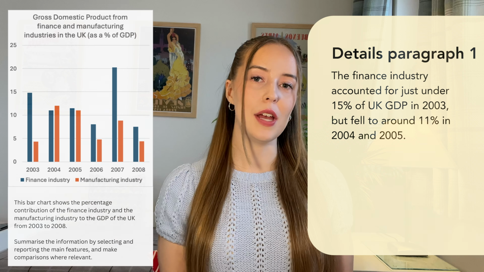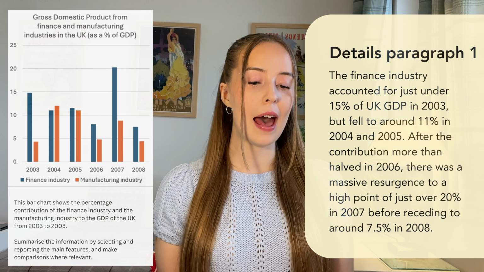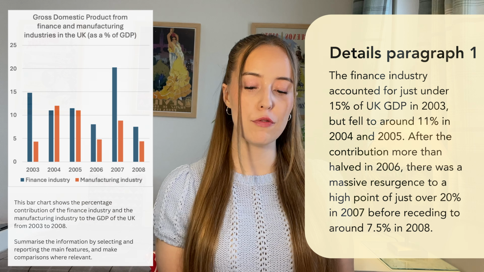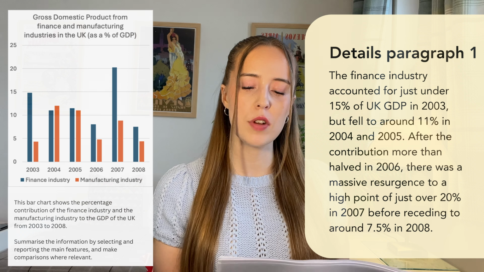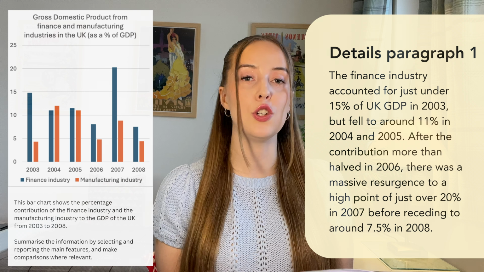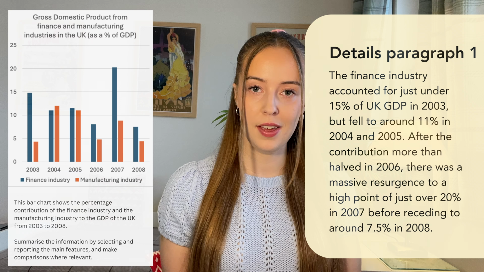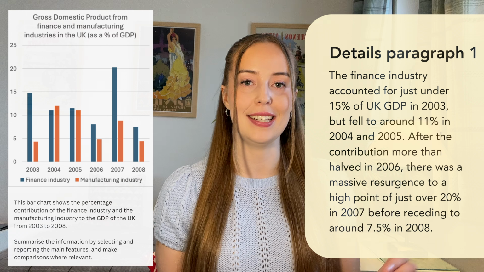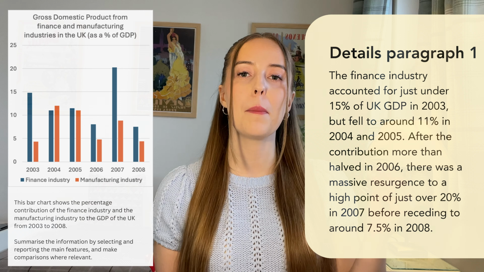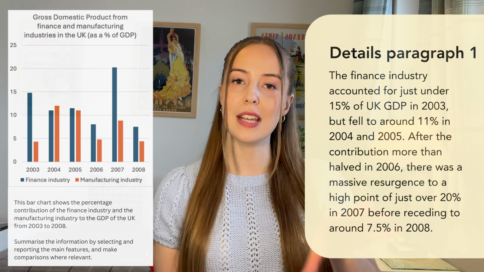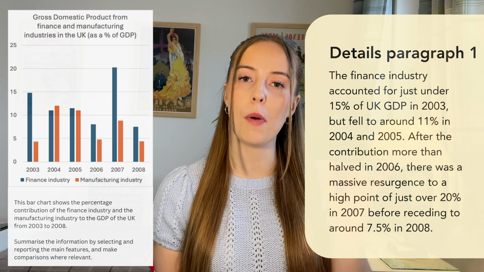So the next thing we can do is describe the dip from 05 to 06 and then the big leap in 07. After the contribution more than halved in 2006, there was a massive resurgence to a high point of just over 20% in 2007 before receding to around 7.5% in 2008. So we can see that I'm not giving every percentage for every year. Remember, we need to summarise and select data as per the question. We shouldn't report every single data point possible. So we need to think about the most significant information. In this instance, I'm highlighting the highest point and talking about the recession afterwards. These are important parts of the chart to discuss.